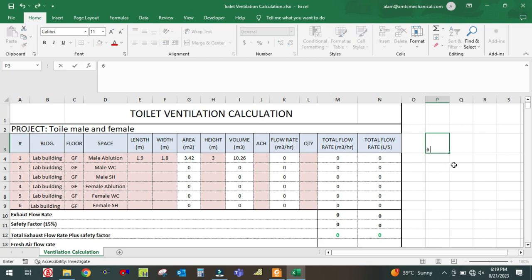And ACH, air changes per hour, is taken as 6 to 10 in the Middle East. So I am going to consider 6 air changes per hour. Simply enter 6 here. Then I will get the flow rate, that is cubic meter per hour, which is air changes per hour into volume. If you multiply these two, you will get cubic meter per hour.